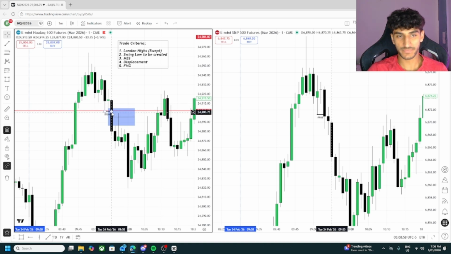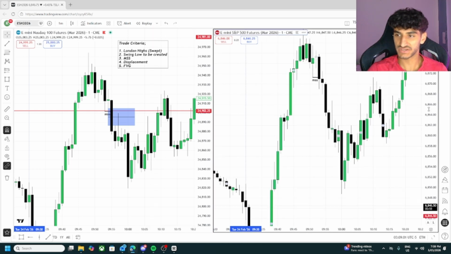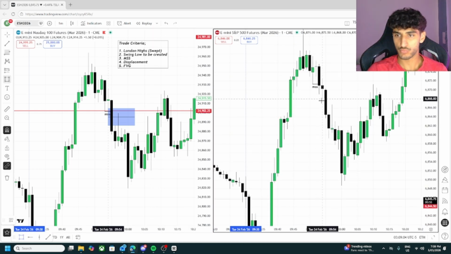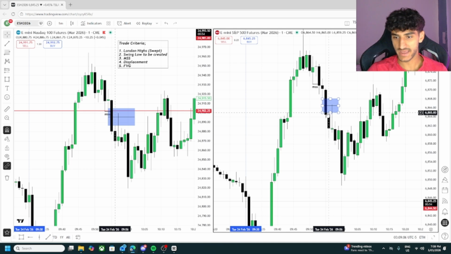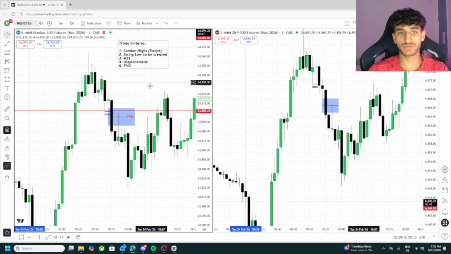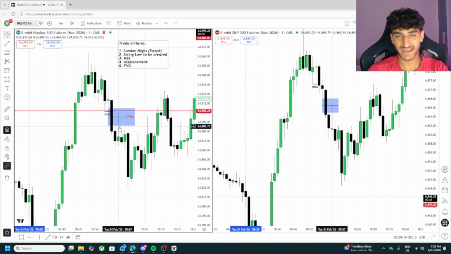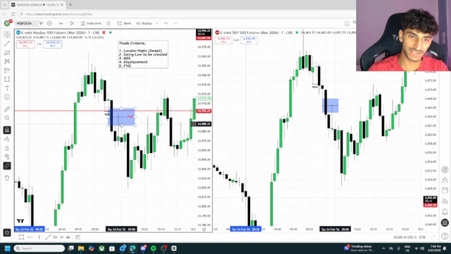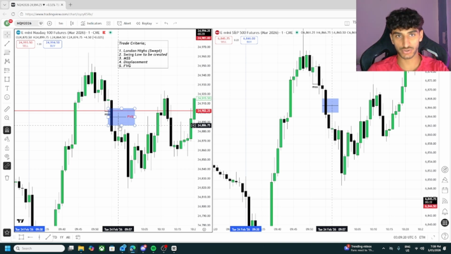So we mark up this fair value gap. We draw that out in time. And if we do want to see the fair value gap on ES as well, we also get this fair value gap at 9:55 also. So this fair value gap is going to be very important because this is when we actually execute the trade. As soon as price retraces into and touches the edge of that fair value gap, that's when we're going to execute the trade going short.